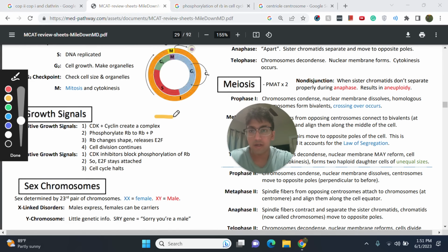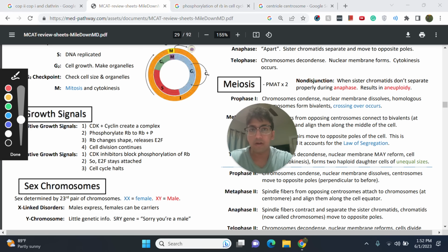Let's use the color. Okay. When you're having cell division, some very important steps to remember are that CDK and cyclin bind together to create a complex. That complex, CDK-cyclin, phosphorylates RB to RB-P, which changes shape and releases E2F. When E2F is released, it causes a whole bunch of things that cause cell division to continue. If CDK and cyclin don't create a complex, that's going to block the phosphorylation. That means E2F stays attached.